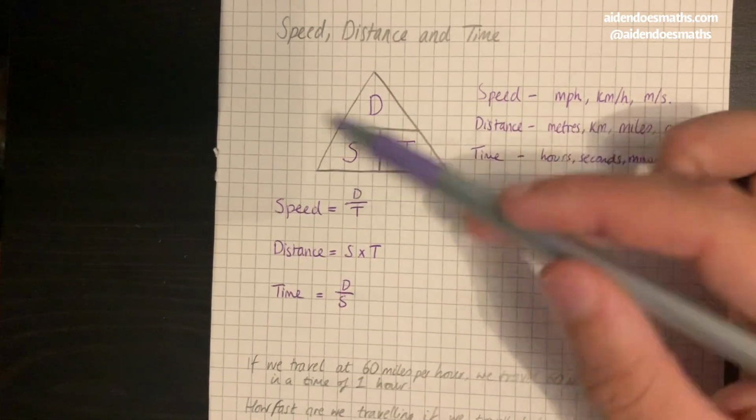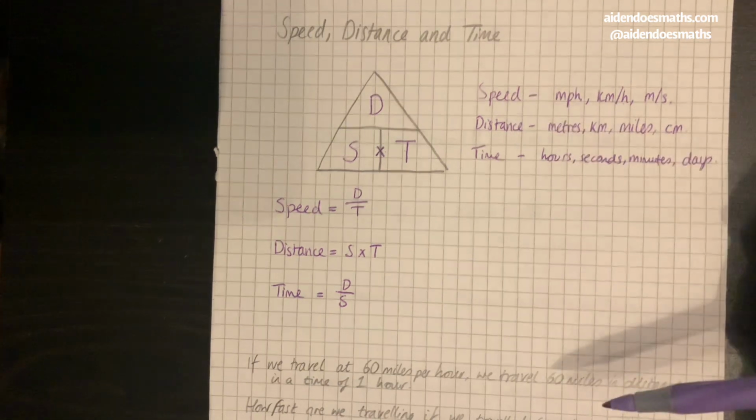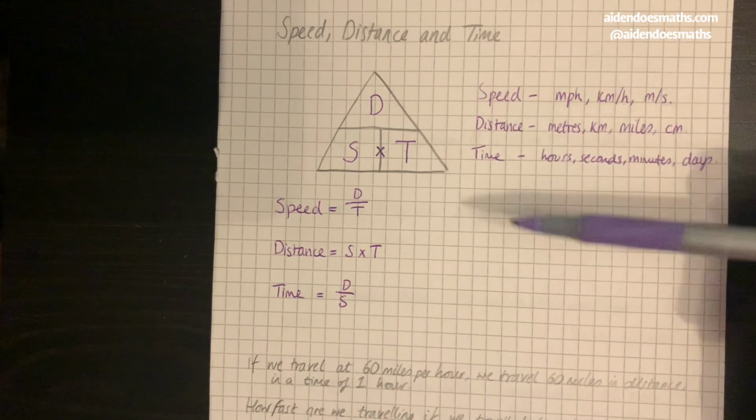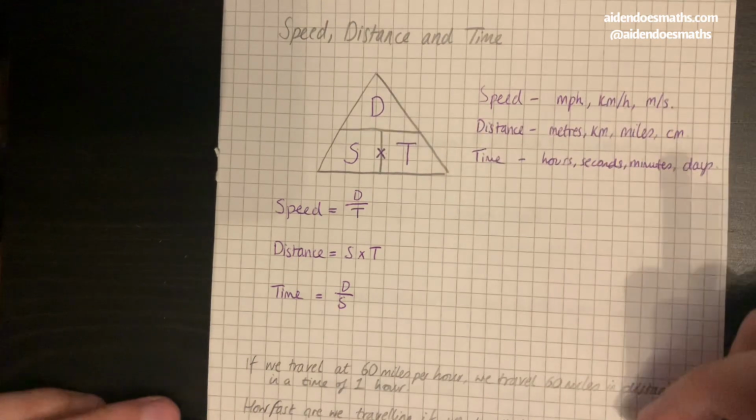So we're just using those three equations. If we forget the relationship between these, just think about the units that we use. We know the units for speed are miles per hour. So the miles is going to be on the top, and per hour, the hour is going to be on the bottom. So distance over time. And we can fill in that triangle and use it from there.